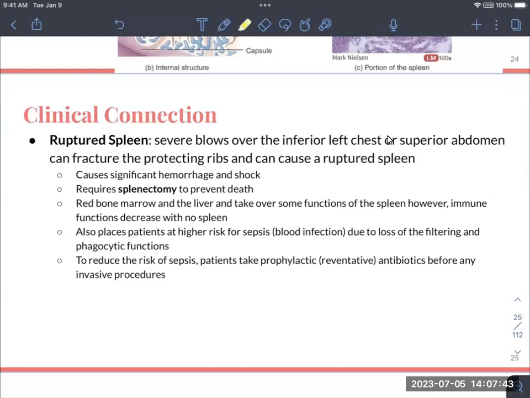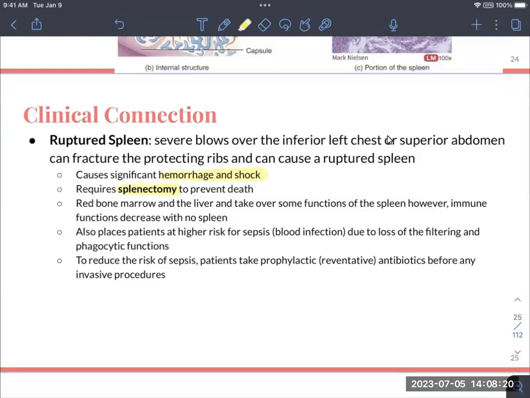Because our spleen is cleaning out red blood cells, if that spleen ruptures, it could cause hemorrhage. That is a lot of blood being lost, which results in shock. You lose too much blood, your body doesn't know how to react to it. You need to remove that spleen to prevent death. The red bone marrow and liver, because remember from the blood chapter, the liver also helps to clean out old dead red blood cells, so the liver can help pick up some of those functions.